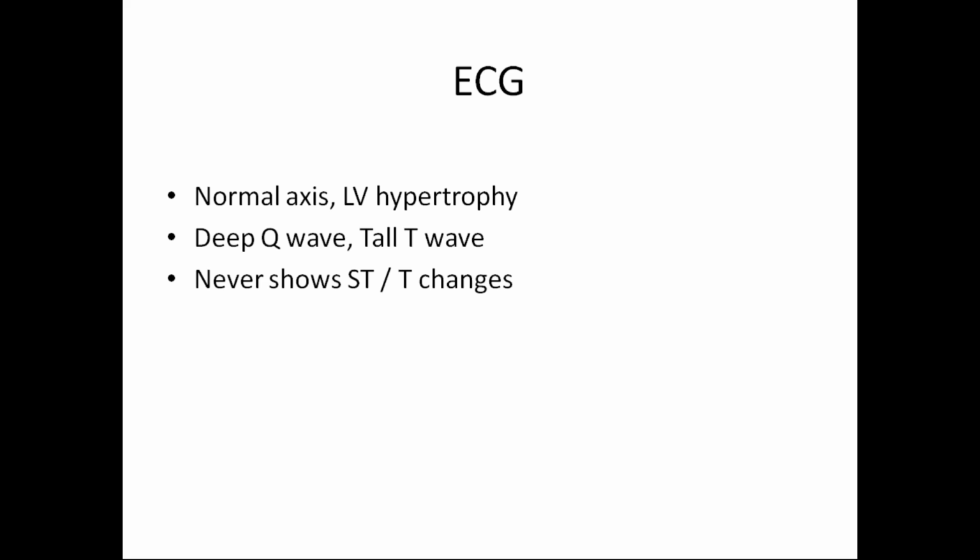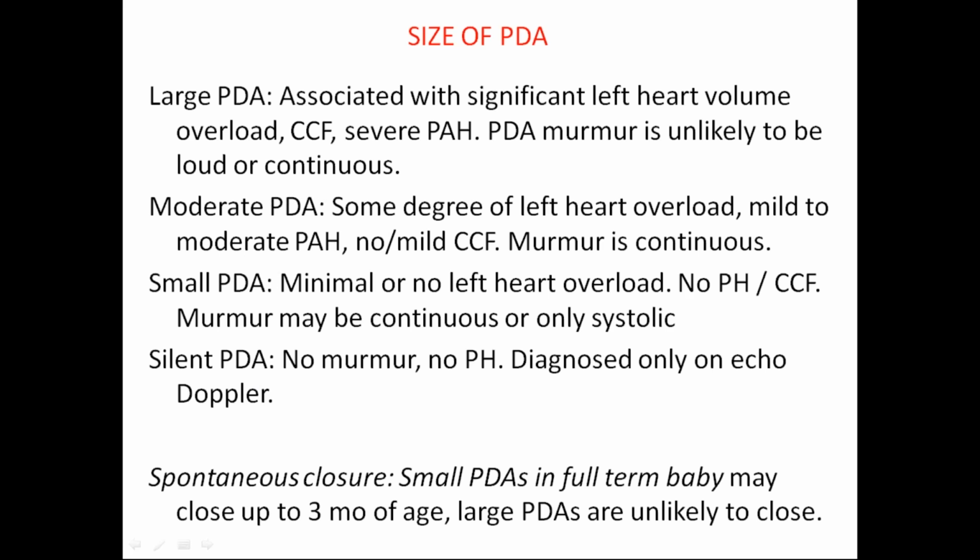But one thing about PDA is it will never give any ST or T wave changes on ECG. Okay, yeah. So once you have diagnosed, you found that there is a dyspneic child with infections, with continuous murmur, with bounding pulse, with hyperdynamic apex. You found a child, and you have done an X-ray showing a mildly large heart, and the echo you have done showing this PDA. So now, what are you going to do with it?